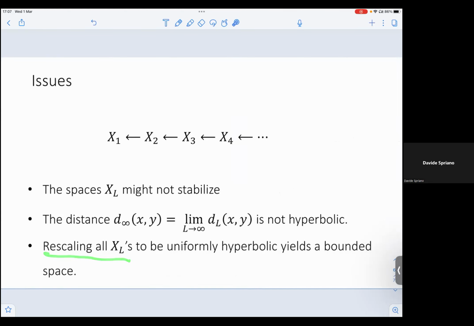Each of them is hyperbolic based on different constants. If I rescale the metric, they will all be uniformly hyperbolic. But then I get a bounded space, because I shrink and shrink to make sure that the things I want to be hyperbolic are hyperbolic. By doing that, essentially any two points, no matter how far they are, eventually I will crash together. So I will get no meaningful information out of that. So none of those three obvious approaches works. So you need to do something different.